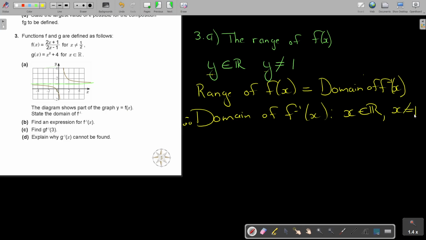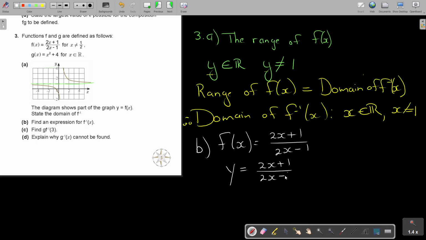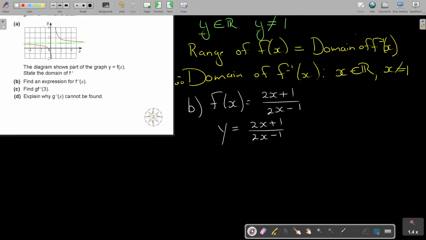Okay, and then number B, find an expression for f^-1. Let's start. The function is f(x) equals (2x plus 1) over (2x minus 1). So first put a y. Then I'm going to say, in this case, I'm just going to make it an x. And every time I see an x, I make it a y.